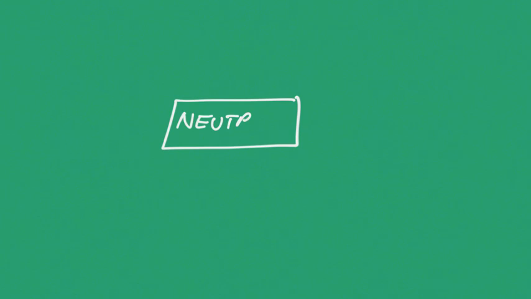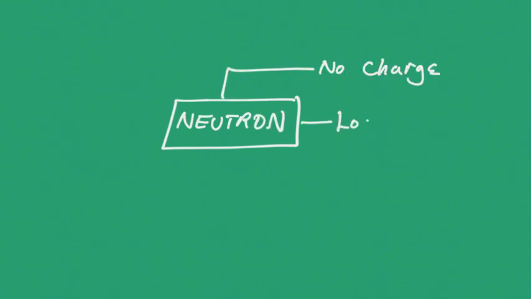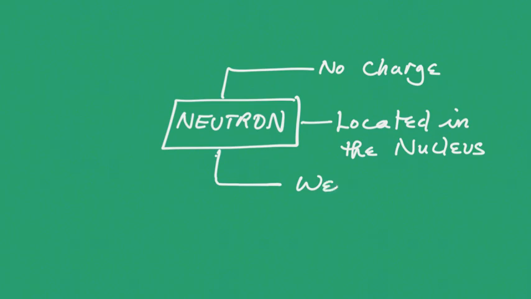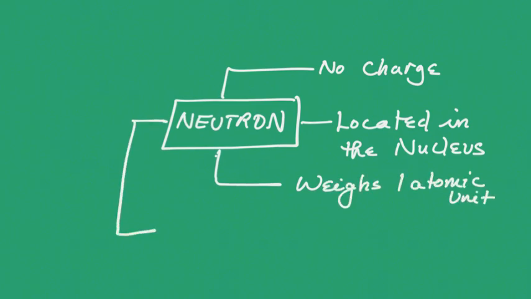Let's recap what we know about neutrons. A neutron has no charge. The neutron is located in the nucleus of the atom. The neutron weighs 1 atomic unit. If you change the number of neutrons, you create an isotope.